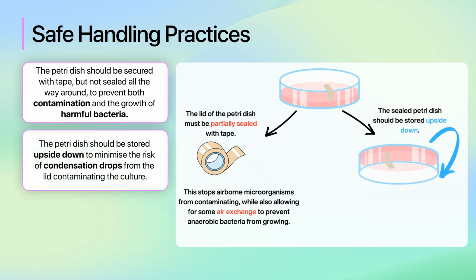After it has been sealed, the Petri dish should be placed upside down. This practice helps to minimize the risk of condensation drops from the lid falling onto the agar surface, which could cause the spread of bacteria that may contaminate the culture.